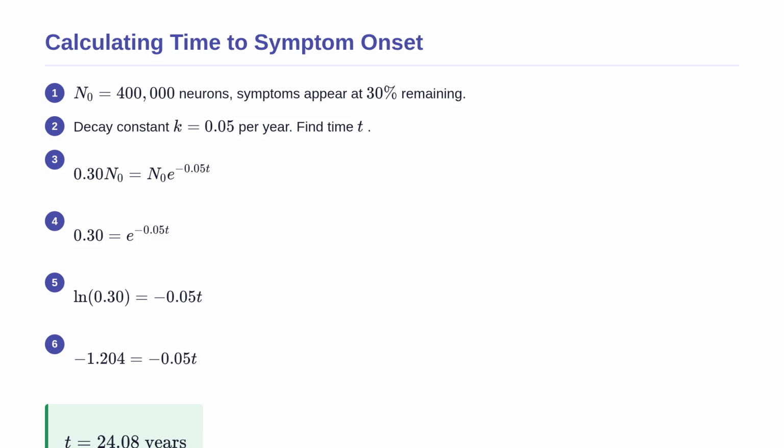This means the disease silently destroys neurons for over 2 decades before a patient ever notices a tremor.